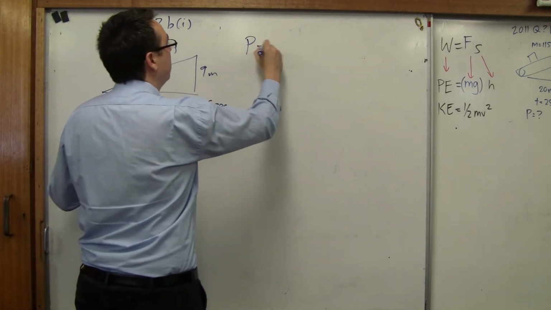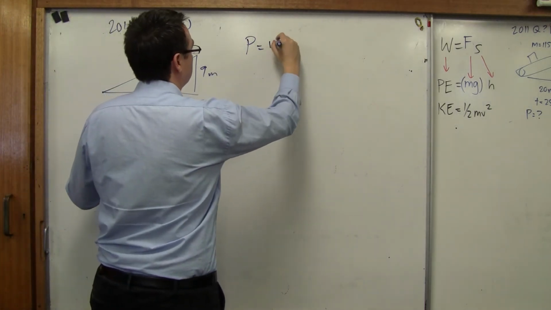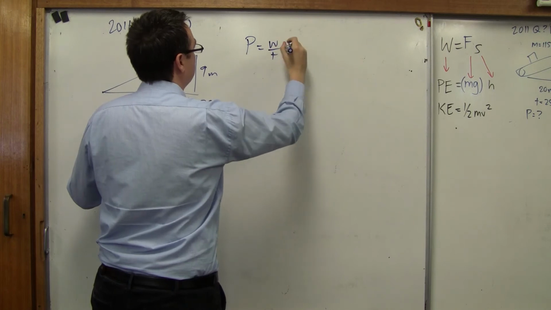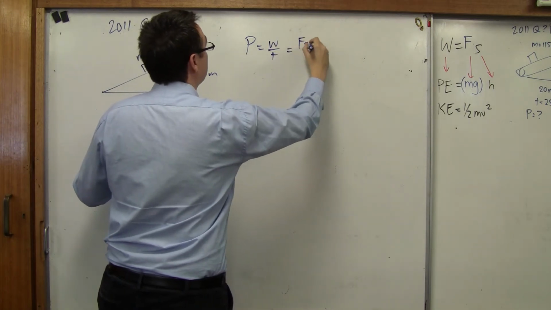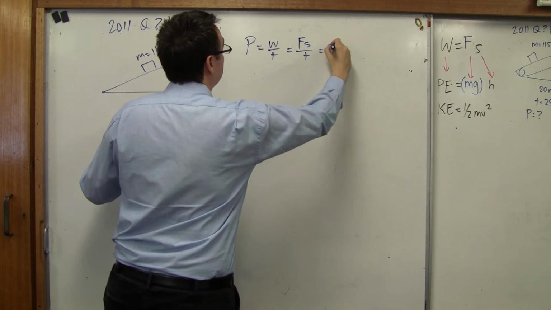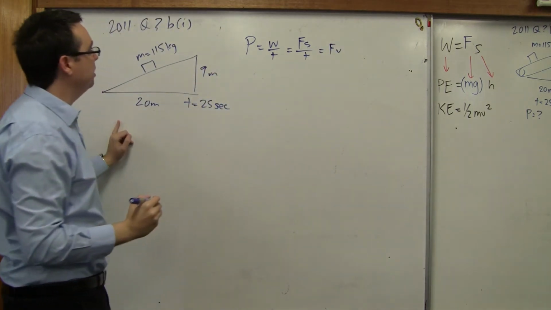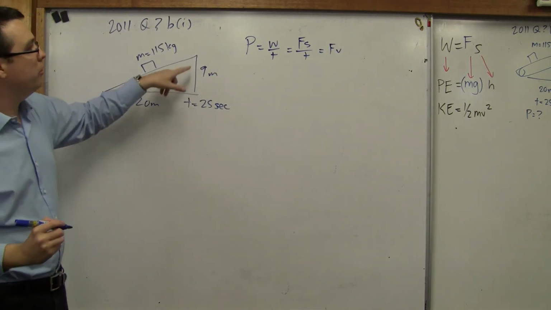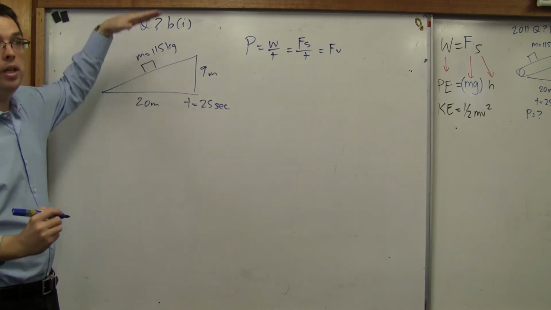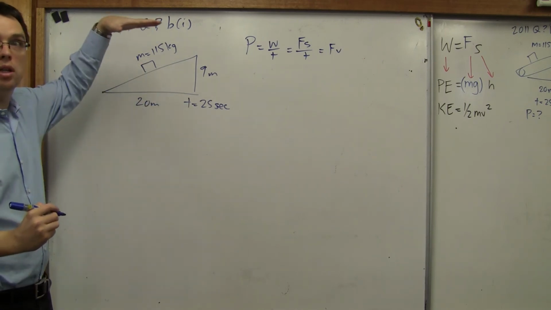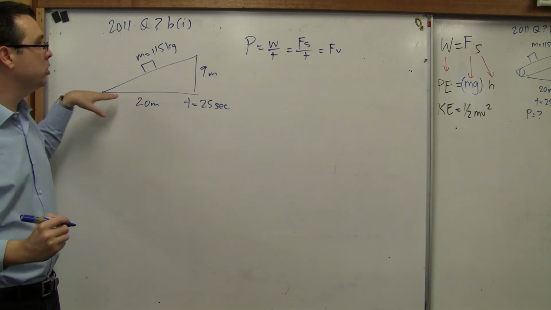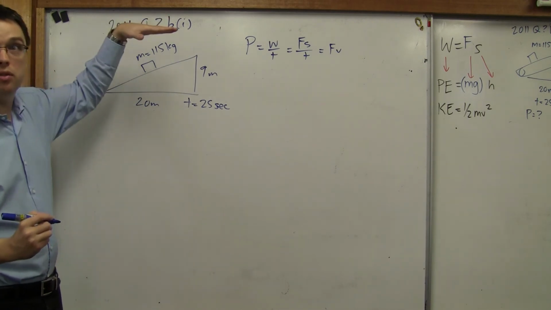Now, in this situation, we're going to look at power equals work divided by time, which is equal to force times displacement over time, which is equal to Fv. The force that we're lifting is going to be the weight. We're lifting this object vertically. We don't really care about that 20. All we care about is how much we're lifting it vertically.